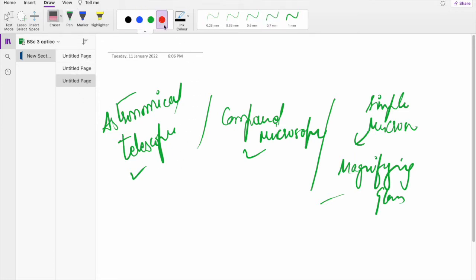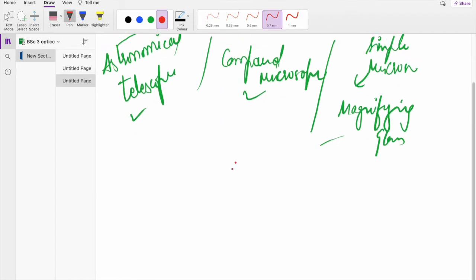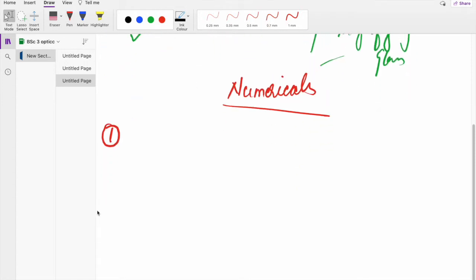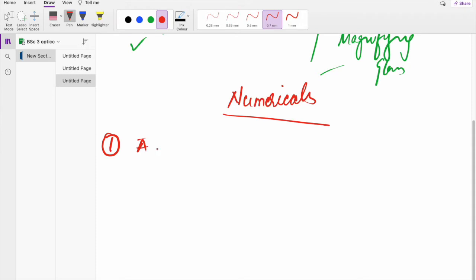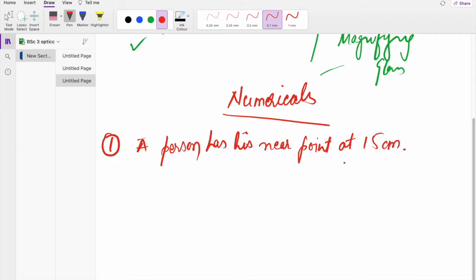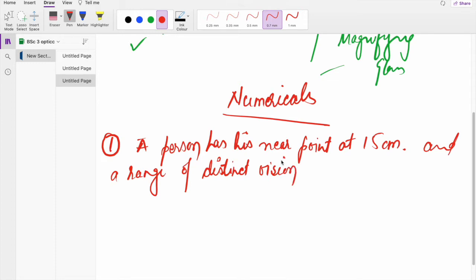So today's topic is numericals. We are going to take the first numerical. It says a person has his near point at 15 centimeter. This is our least distinct vision. And a range of distinct vision of 85 centimeter.